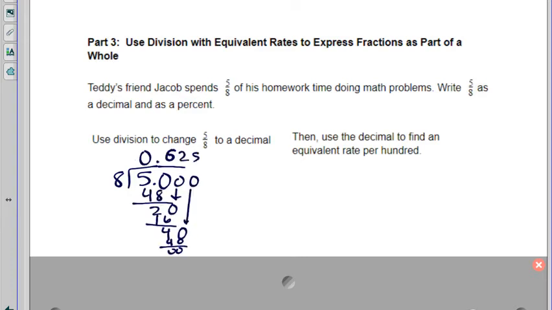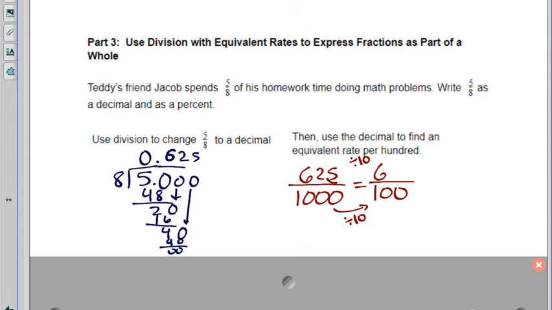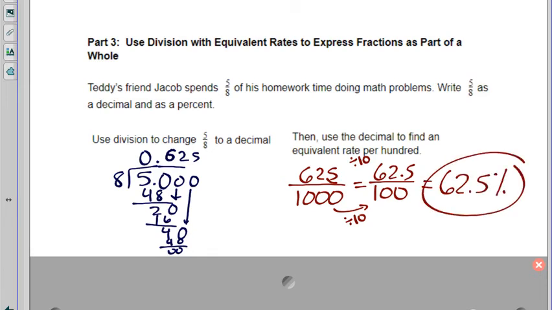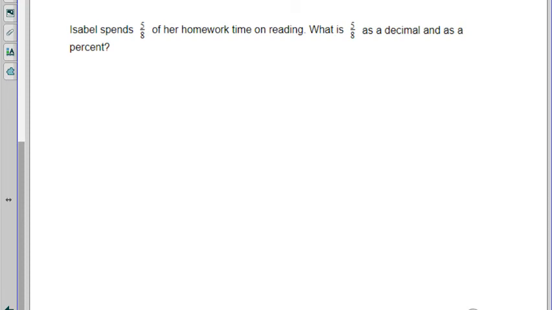Now I have this decimal, 0.625. That's 625 thousandths. And I want it per 100. Well, that's just divide by 10. So I could divide this by 10 pretty easily. All I have to do is move my decimal over, and I get 62 5/10 per 100, or 62 5/10 percent. Just like that.